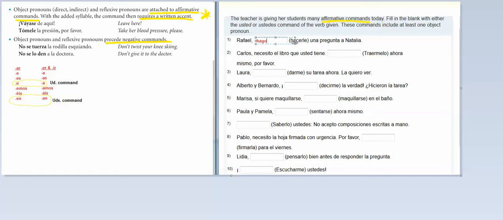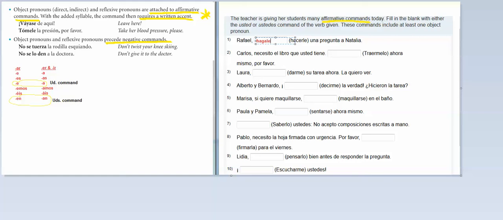It's an ER verb, so I'm going to go over here, and it's one person that I'm telling to do something. So that means it's usted. It's only ustedes if you tell more than one person to do something. So here it is usted. I need the A. So I'm going to make that haga, and then I'm going to stick my pronoun. That le is my pronoun. I'm going to put it here.